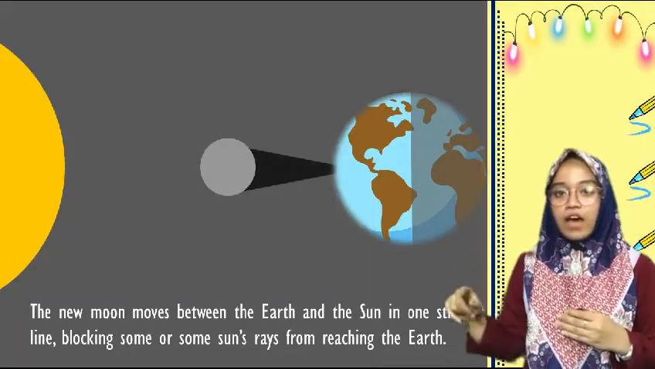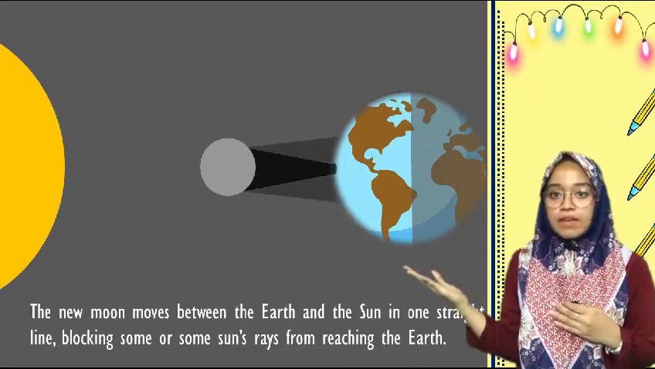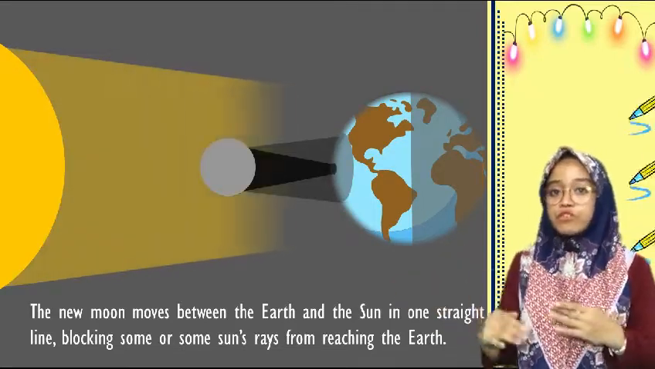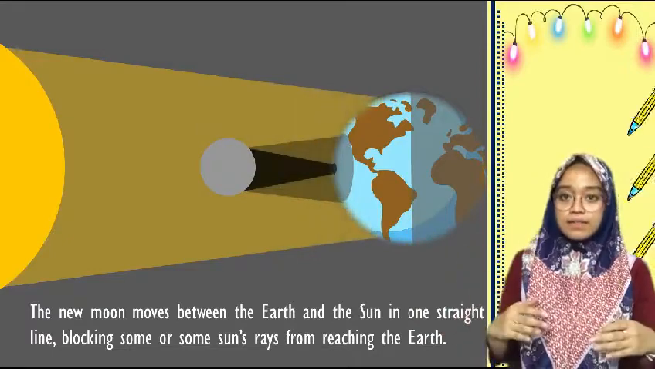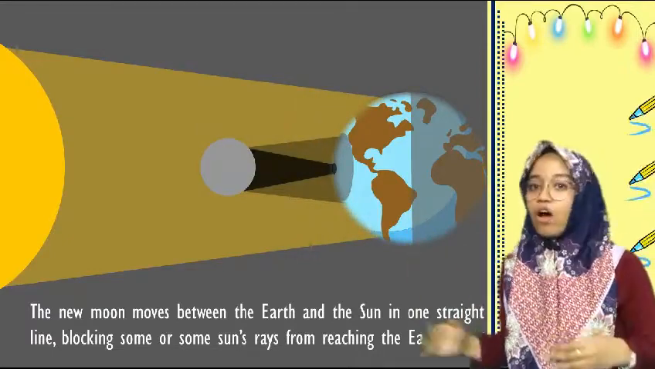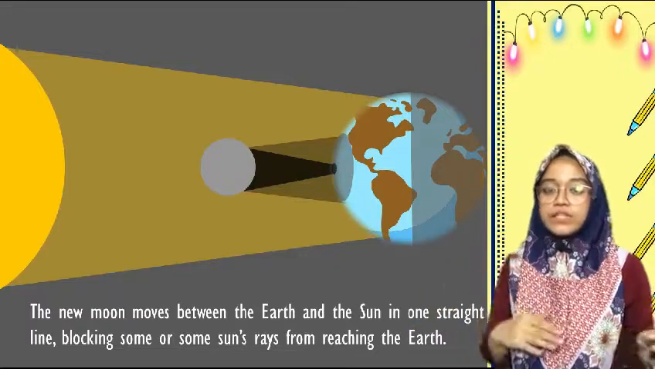First, we have the solar eclipse. A solar eclipse can happen when the new moon moves between the Sun and Earth. The Moon blocks some or all of the sun rays from reaching the Earth.